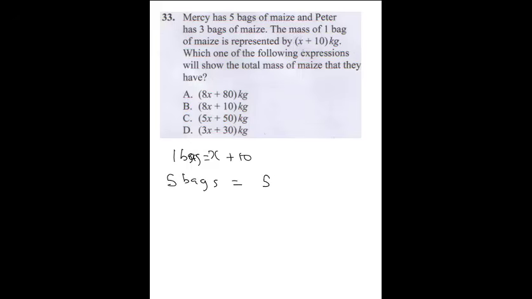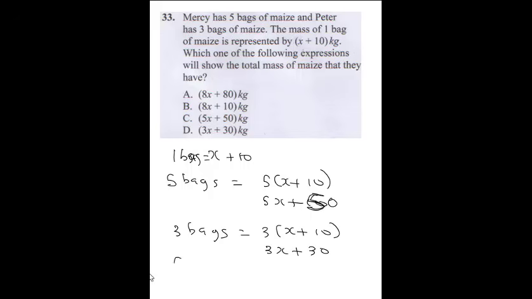it's going to be 5 into X plus 10, and that's going to give us 5X plus 10. Okay, sorry, this is going to be 5x plus 5 multiplied by 10, which will give us 50. So Peter has 3 bags, which is going to be 3 into x plus 10, and that's going to give us 3x plus 30. So when you sum 5x plus 50 plus 3x plus 30, you're going to get 8x plus 80. So final answer, 8x plus 80. So this is the correct answer.